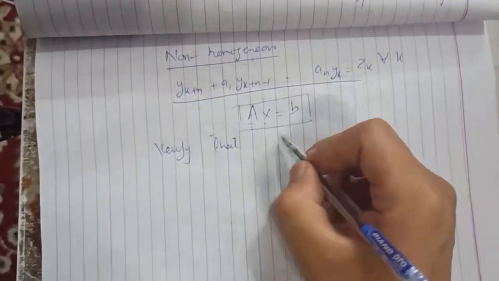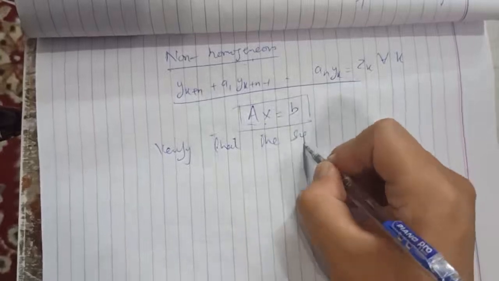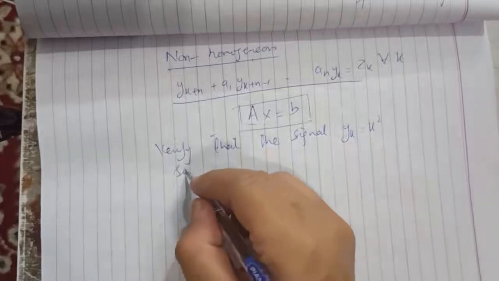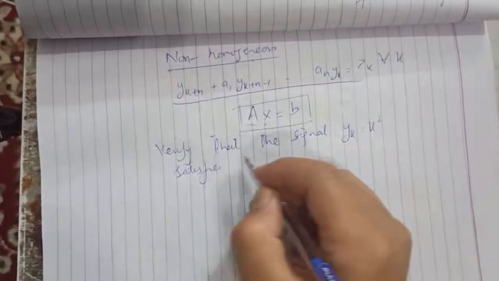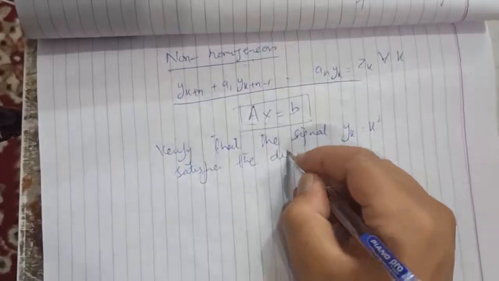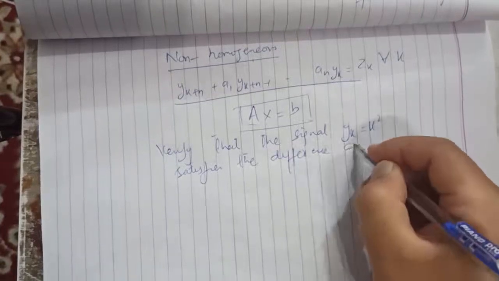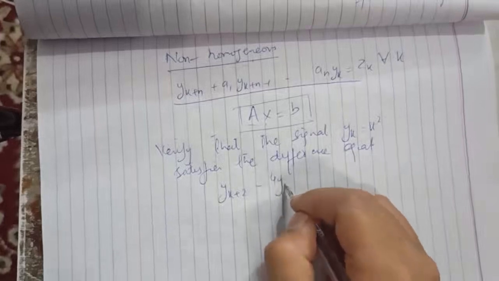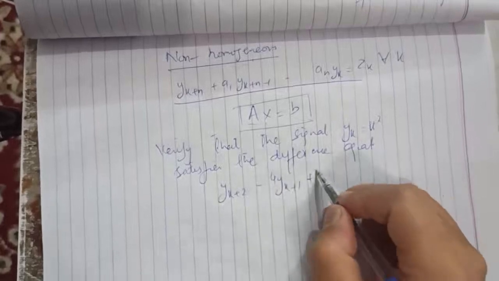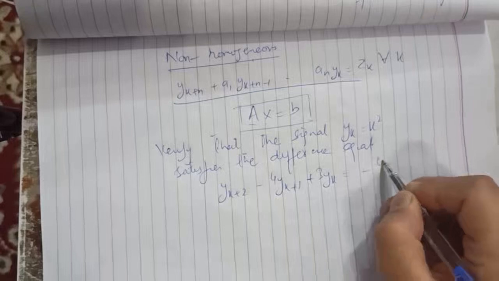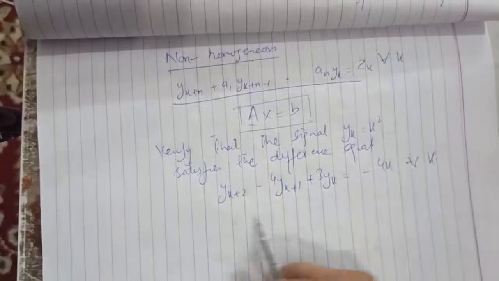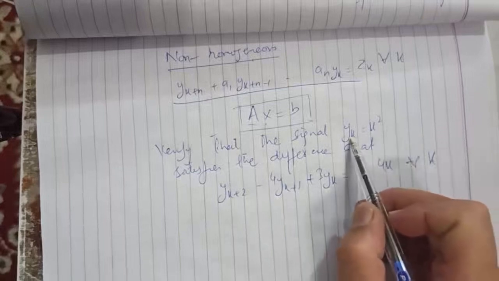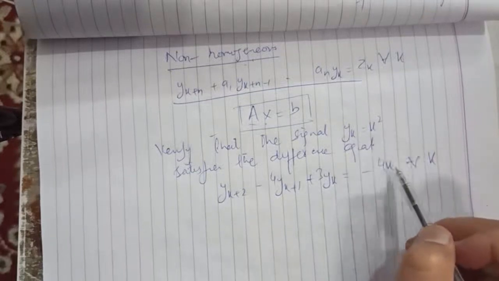let's do an example in which we are already given a solution. Verify that, for example, the signal y of k equals k squared satisfies the difference equation y of k plus 2 minus 4 y of k plus 1 plus 3 times y of k equals minus 4k for all k. So this is a non-homogeneous linear difference equation, and what we have to prove is that y of k equals k square is a solution for it.